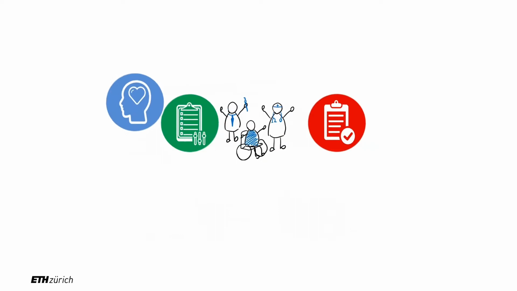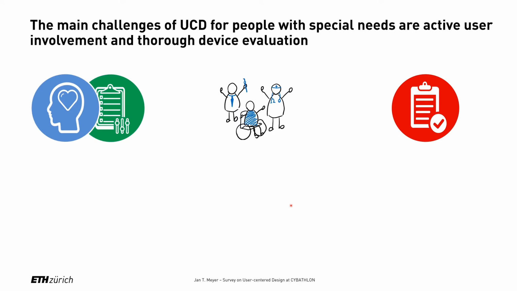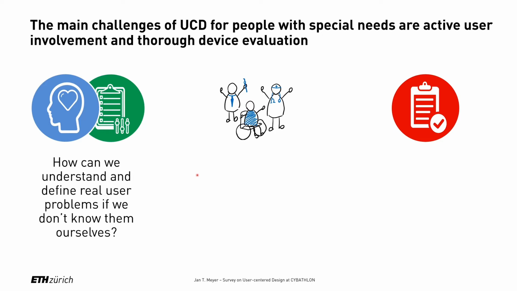We know that the main challenges of user-centered design for people with special needs are active user involvement and thorough device evaluation. What this means specifically is that it's not that simple to understand and define real user problems if you cannot identify yourself with them. You have to make sure you, for example, understand how an amputee goes through his life or how a person with paraplegia wants to increase his mobility.